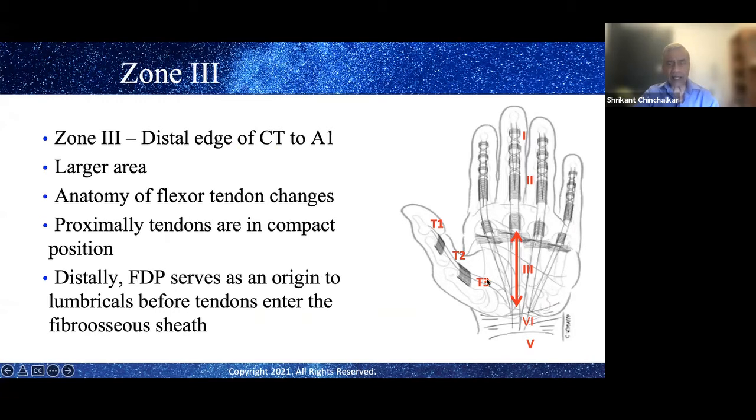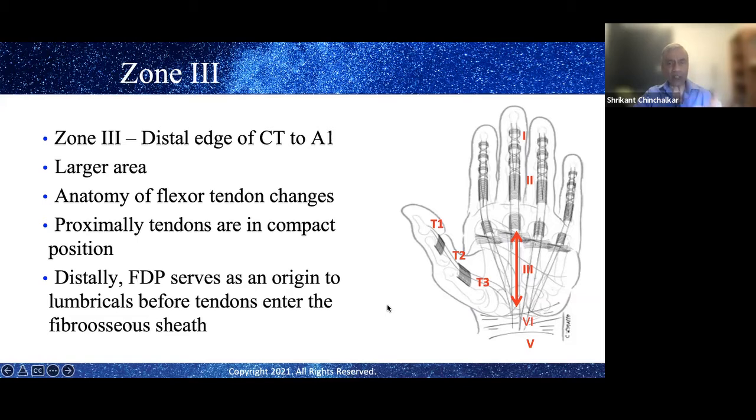Proximally, the tendons are in a close, compact position. They're next to each other. That means that the index finger flexor digitorum profundus and superficialis sitting adjacent to the long finger tendons, and then long finger tendon is adjacent to ring and so on, and then ring is adjacent to the small finger. Whereas distally, before the flexor digitorum profundus and superficialis enter the A1 pulley, we know that the profundus serves as an anchor to the lumbrical muscles. So lumbrical muscles traverses across obliquely as it is advancing towards its insertion, and it's radially placed.